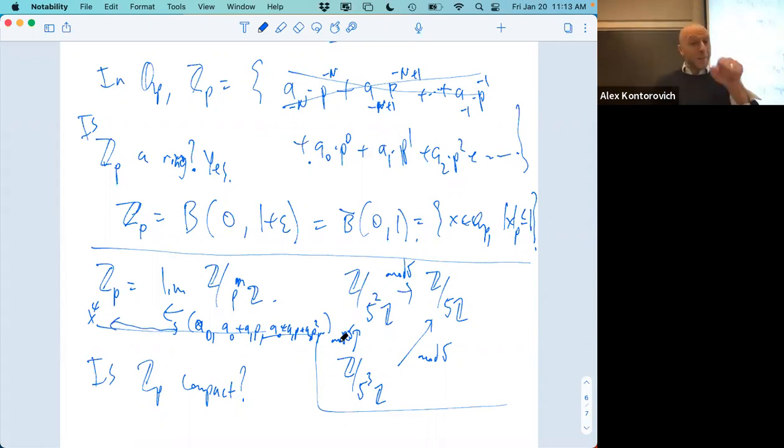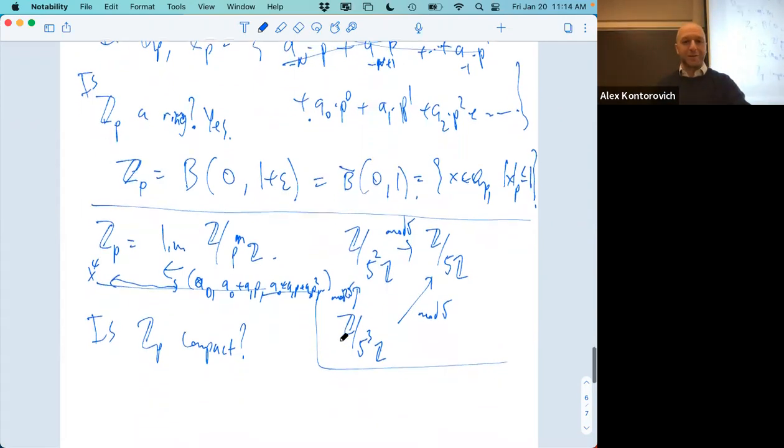We won't need that. The compactness we will need, because in measure theory you need to know what things are compact and what isn't compact. Is Z_p compact? This is a question for people who don't already know. We saw that Q_p was not compact.